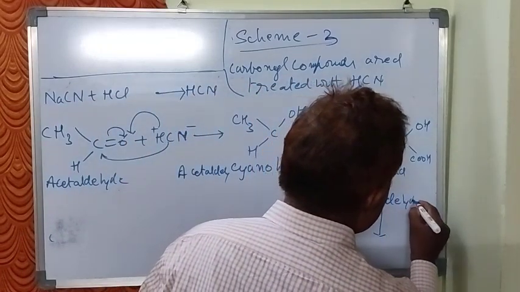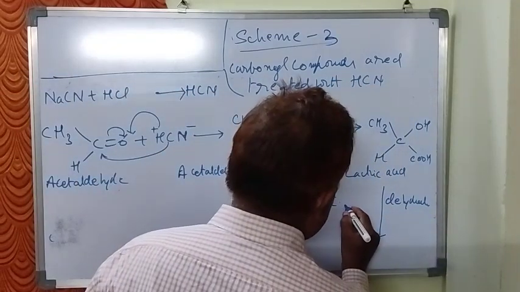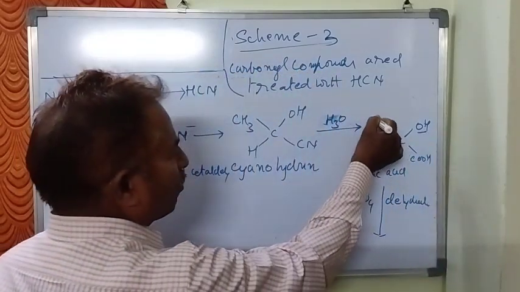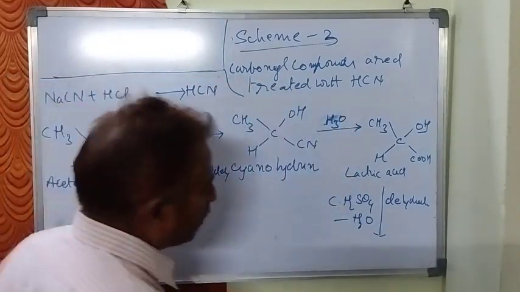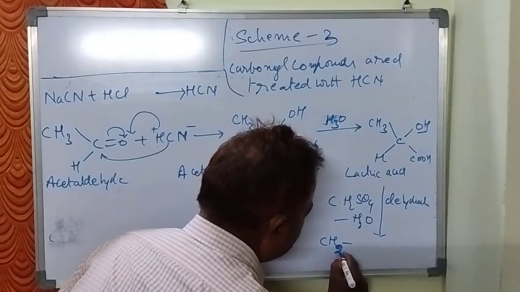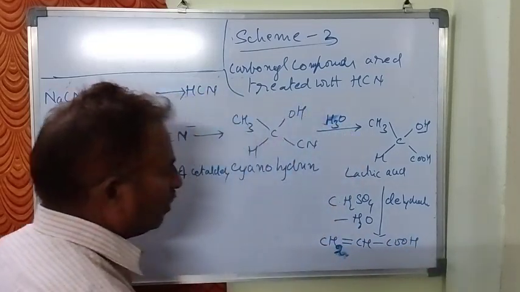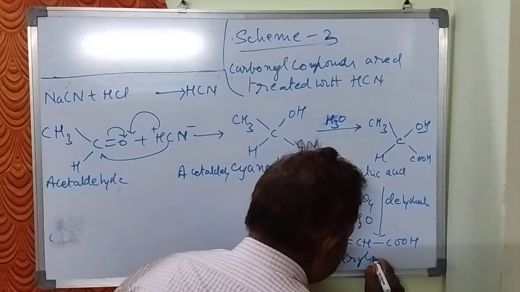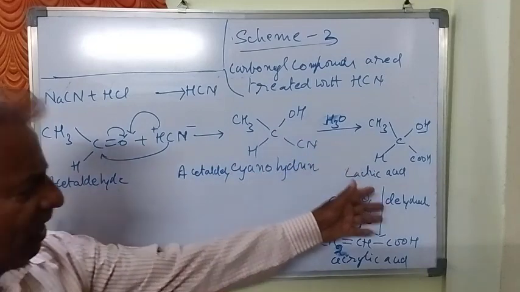Now this is treated with dehydration. Dehydration takes place in the presence of concentrated sulfuric acid. So OH from this carbon and one hydrogen from this carbon are removed as water, minus water. Therefore, what do we get here? This is CH2=CH-COOH. So what is the name of this substance? Acrylic acid. So from cyanohydrin we got lactic acid and of course acrylic acid.